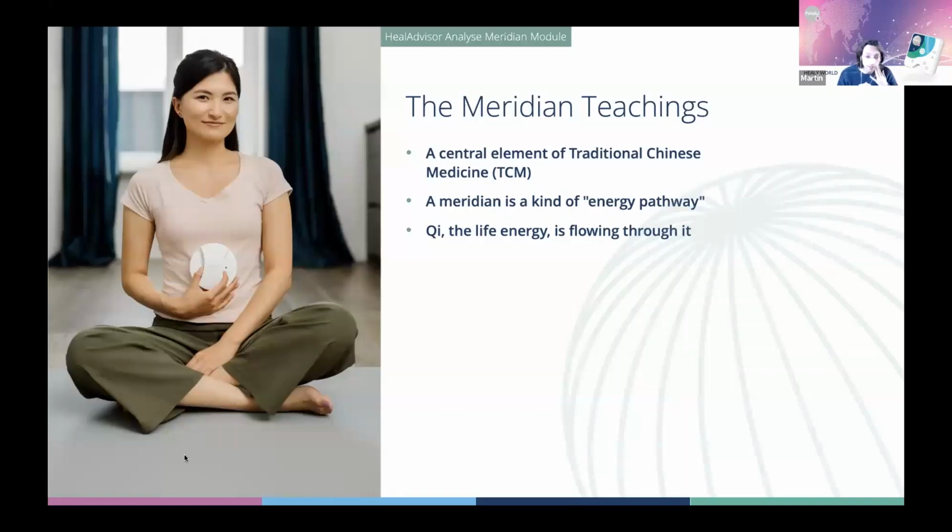So as we see here, Meridian teachings are a central element of traditional Chinese medicine. For thousands of years, the Chinese, of course, intuitively said, okay, there is something in the body, it's connected, everything is connected somehow. And what they identified are the meridians. And as we all know, there are 12 meridians and they are mirrored basically. So you always have a left and a right meridian. So it's 24 in total.